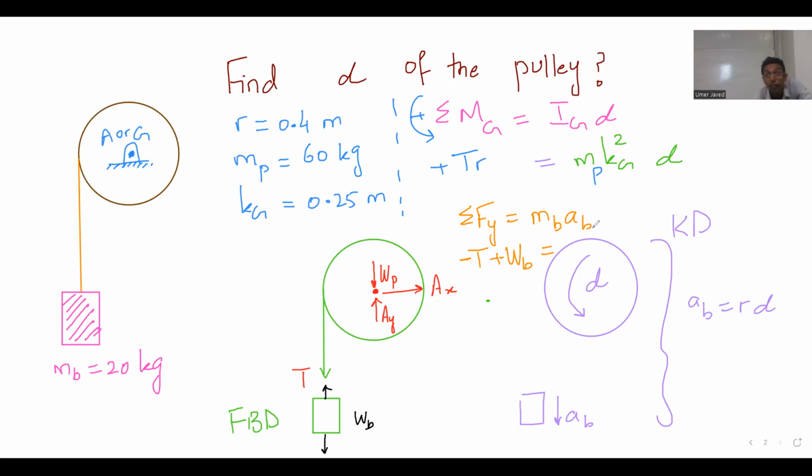M_B, and acceleration is nothing more than R alpha, right? Because look, if this is the acceleration of this point, what will be the acceleration of this point, this point, this point? It will be R alpha, right? Because tangential acceleration is R alpha.